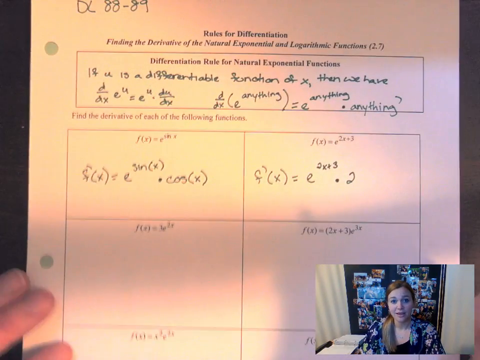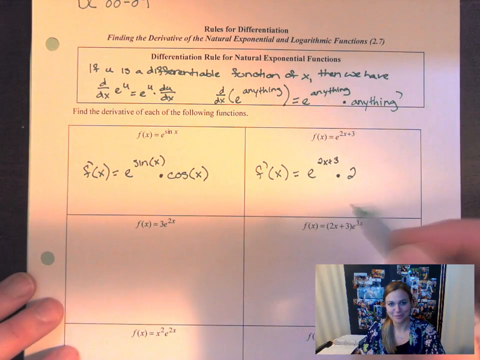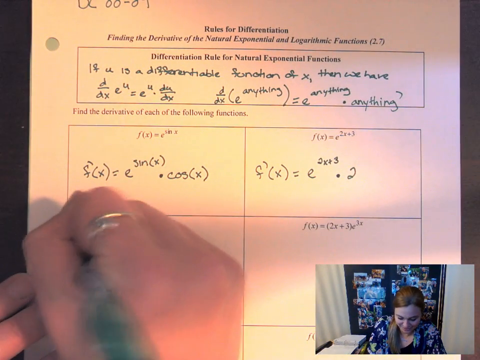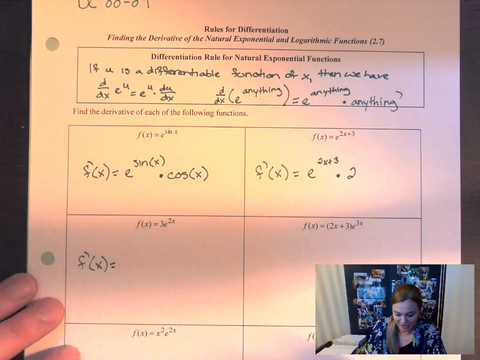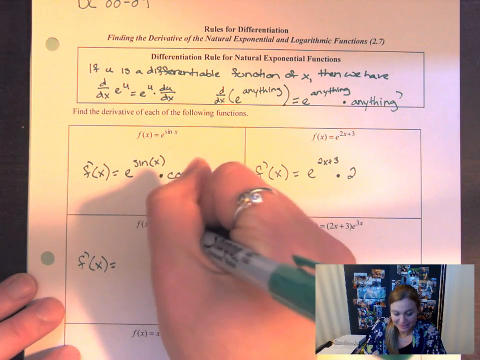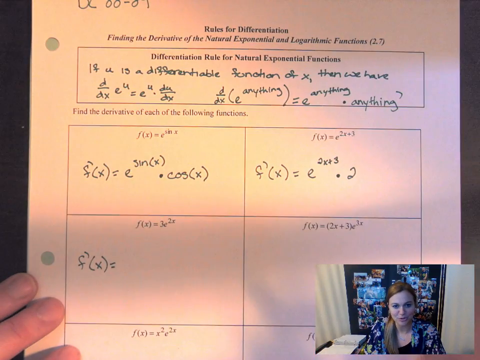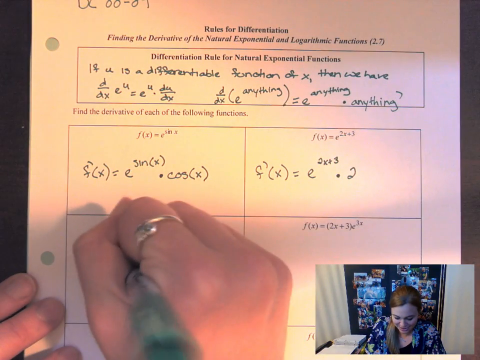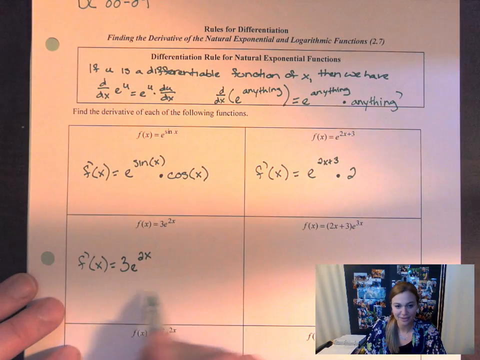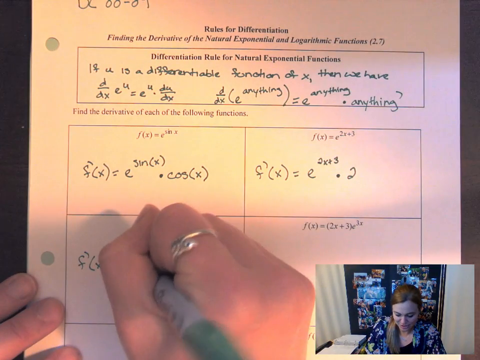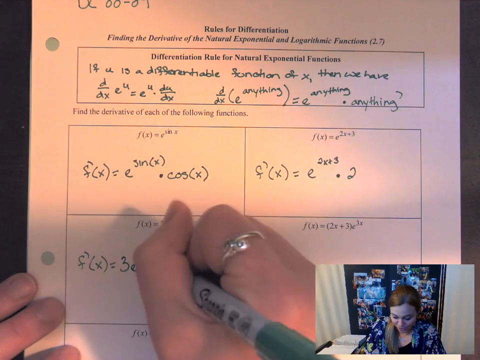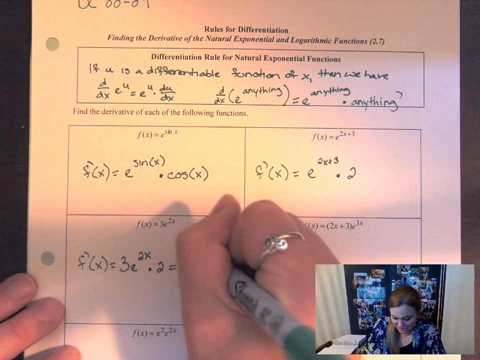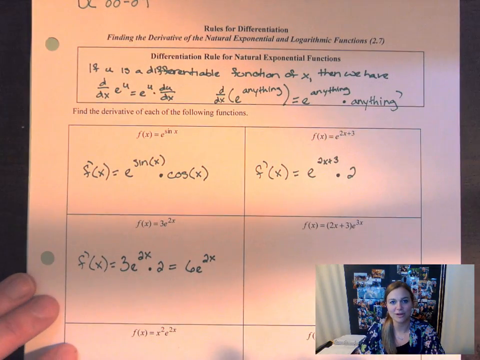Not really. We might get to do some other things that we did before, but this is it for just e to the anything. So f prime of x, this is 3e to the 2x. A coefficient, we just keep along for the ride. So I can just write 3e to the 2x, so e to the anything, coefficient just stays, times the derivative of the anything. So if you really wanted to write the 6e to the 2x, you go for it.